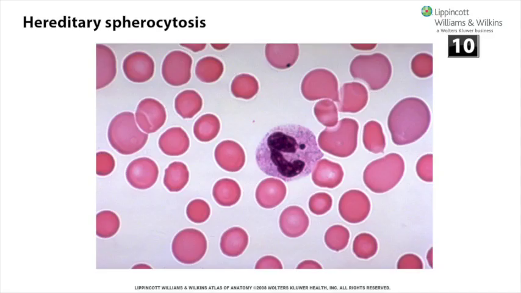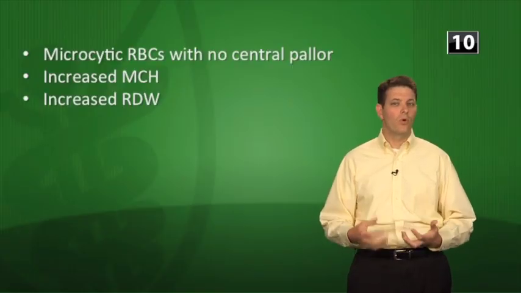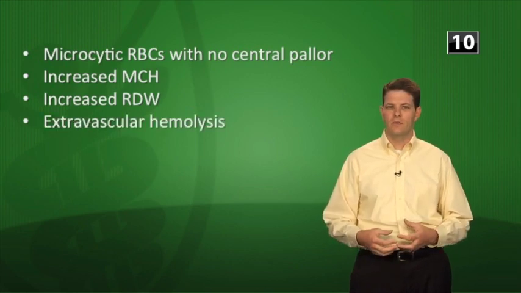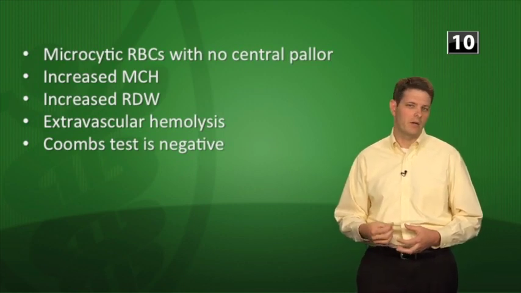So the red cells are microcytic, and they're round, and they have no central pallor. There's increased mean corpuscular hemoglobin and increased RDW. The spleen then recognizes these cells as abnormal and takes them out of circulation, so you're going to have extravascular hemolysis. Coombs test is negative because Coombs test is a test for antibody-mediated hemolysis.